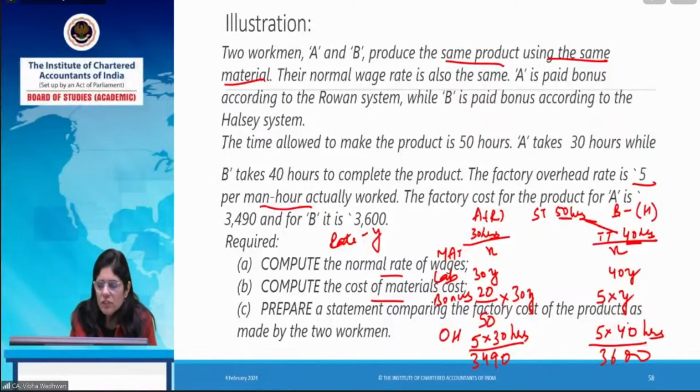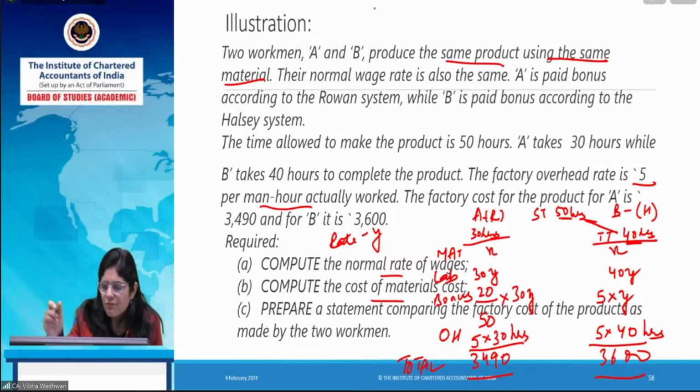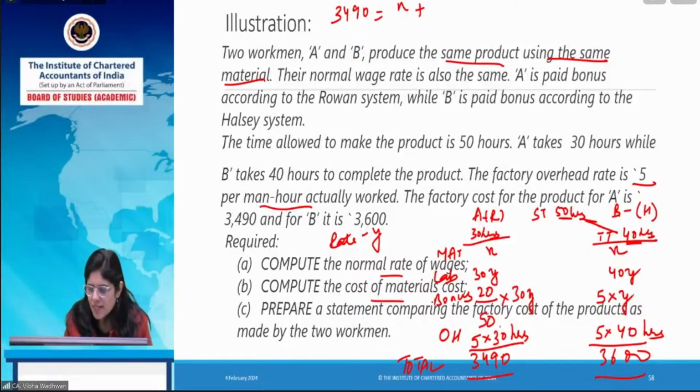Clear? Total factory cost is also given to you, 3490 and 3600. So you just make an equation out of it. Create it in the form of an equation. For A, the first equation will be X, the material, plus labor, plus overheads, equals the total cost of 3490. Just calculate the labor.